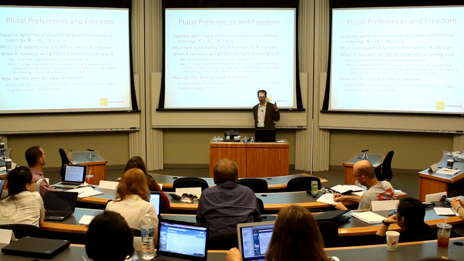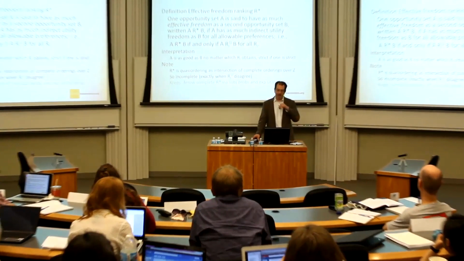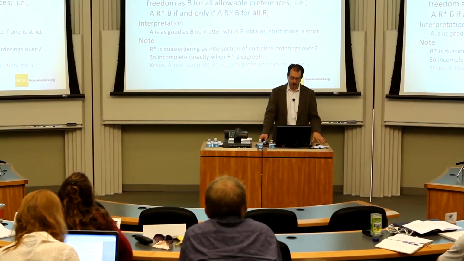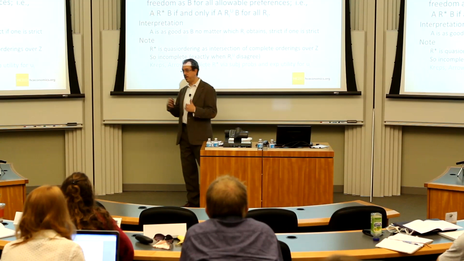Marks, remember, make it possible for me to do one thing today, another tomorrow, et cetera. How does this alter our view of freedom? Well, here's what I have put in something called the effective freedom ranking. One opportunity set A is said to have as much effective freedom as the second one, and it's written with a little star in the R to denote the effective freedom ranking, if A has as much indirect utility freedom as B for all allowable preferences. It's that simple. It's an intersection, but an intersection of the extended preferences over sets.